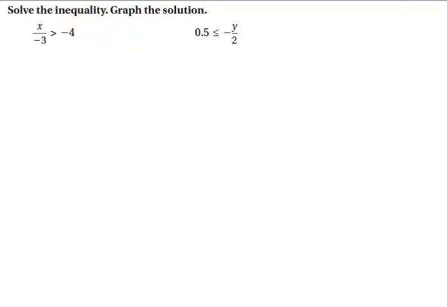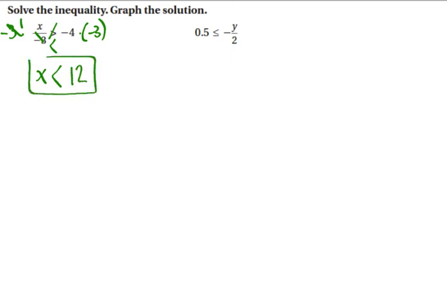Solve the inequality, graph the solution. Right here, we need to multiply both sides by negative 3. And when we multiply by a negative, we need to immediately switch the sign in that step. Don't wait till the next step to do it. This reduces to 1x less than negative 4 times negative 3, which is positive 12. X is less than 12.